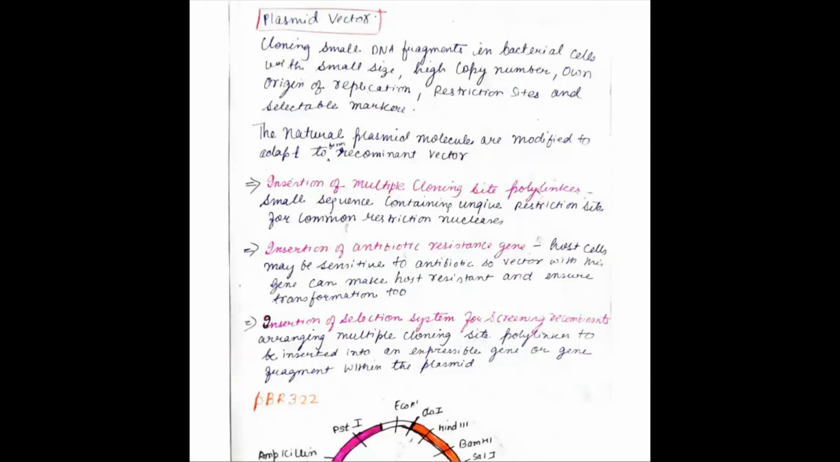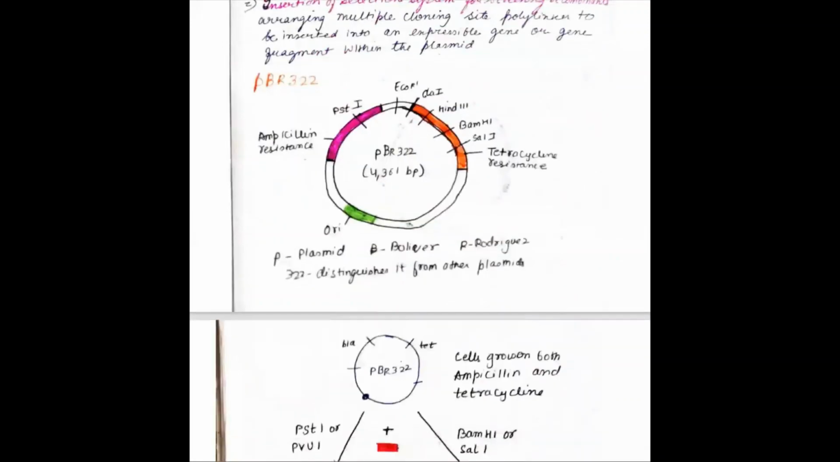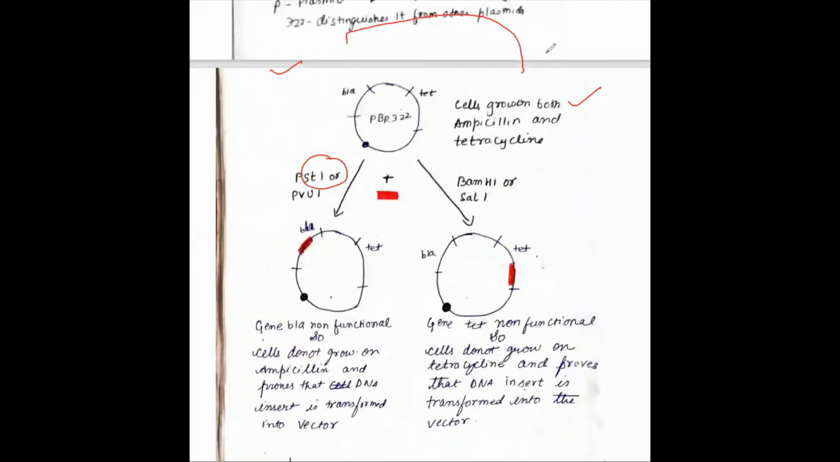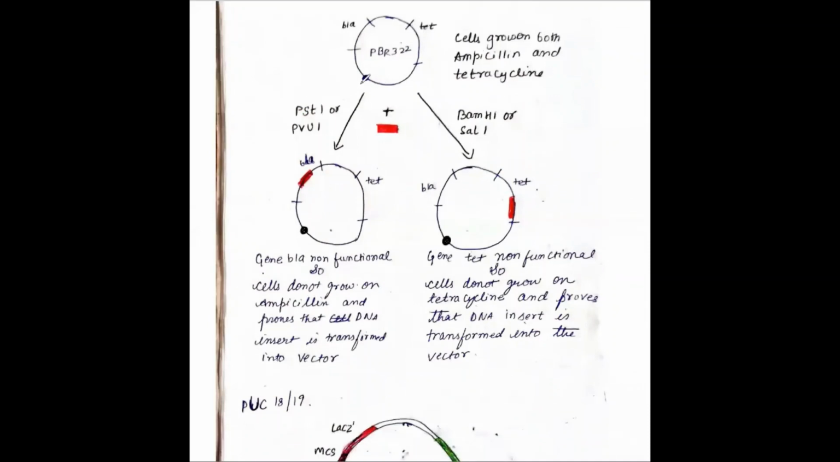Now let's see how pBR322 looks. As I said, it has a polylinker, antibiotic resistance, and selectable markers. And the most important is the origin of replication. This is the most important of all. Now, we were just discussing that the markers are very important, and why the restriction enzymes are also very important.